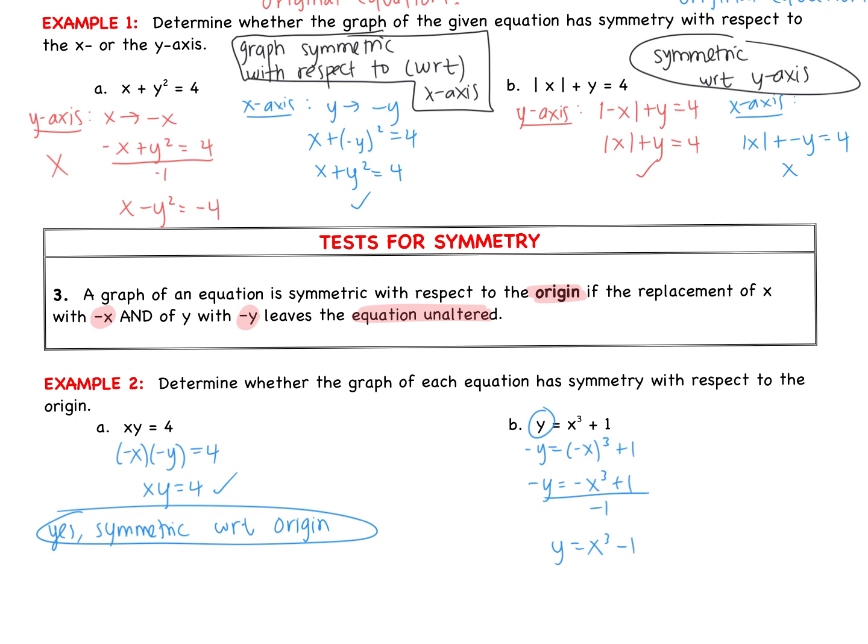So it's almost the same as the original equation, except the original equation has a positive 1 instead of a negative 1. So that tells us that this graph is not symmetric with respect to the origin.